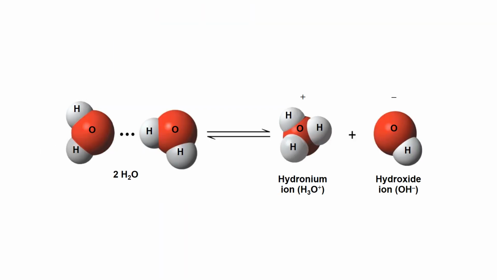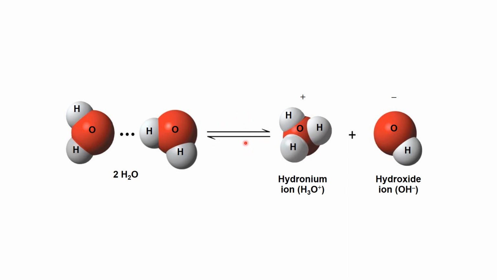It's important to know that water is always in a state of dynamic equilibrium, between these molecules right here. Remember, we have the reactants and the products. Here we have two water molecules in equilibrium with a hydronium ion and a hydroxide ion. You can see the hydroxide ion is missing a hydrogen. The hydronium ion has an extra hydrogen.